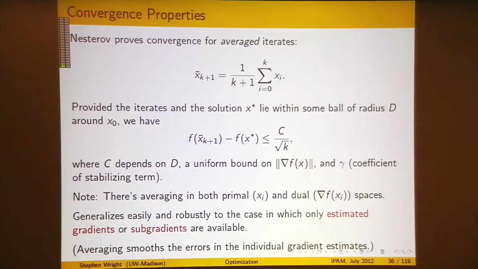So Nesterov is able to show that for this method, he actually analyzes a more general class, but this is one of the simplest special cases that falls out. He's able to show that the function values converge like 1 over square root of k. So that's a slower convergence rate than we were getting for steepest descent, right? But it turns out it's got other advantages, mostly in the sense of being more extendable, as I mentioned before.